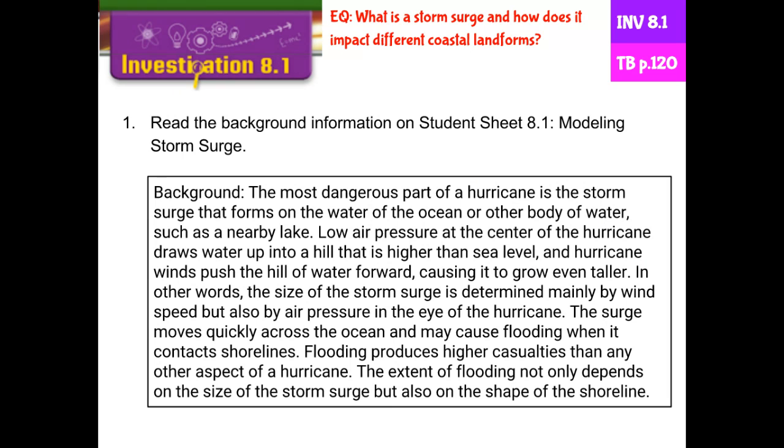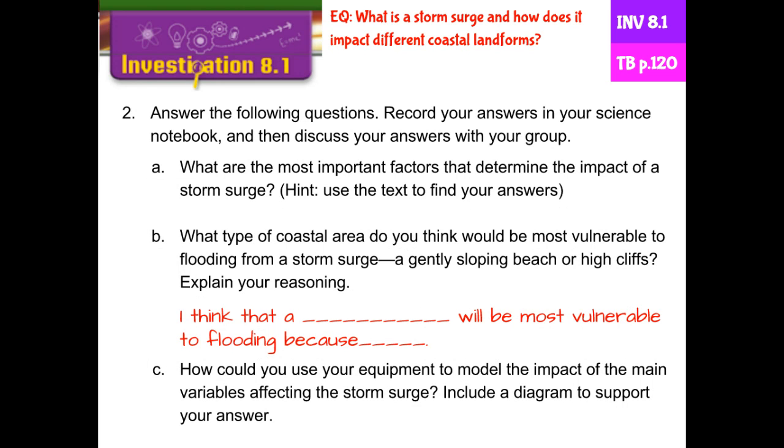Some background knowledge for 8-1. The most dangerous part of a hurricane is the storm surge, and that's the water that gets pushed up from the body of water, a nearby lake or the ocean. And the low pressure at the center of the hurricane actually draws water up into a hill, and then it causes it to grow even taller. This surge moves quickly across the ocean and causes flooding when it contacts the shorelines. We're going to be investigating that today.